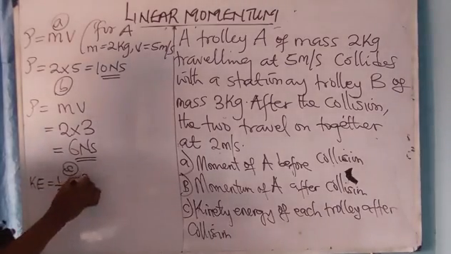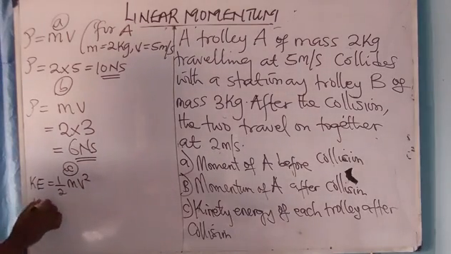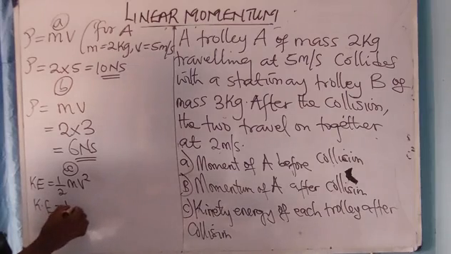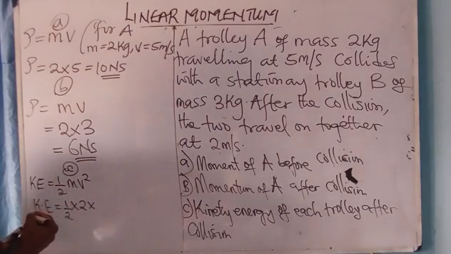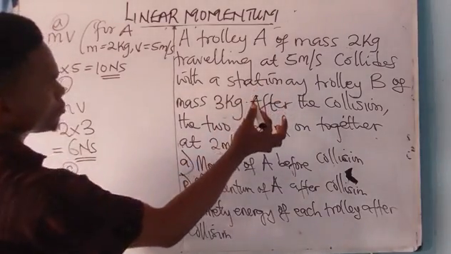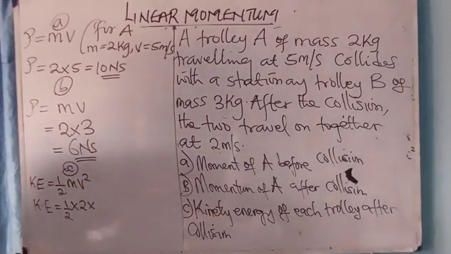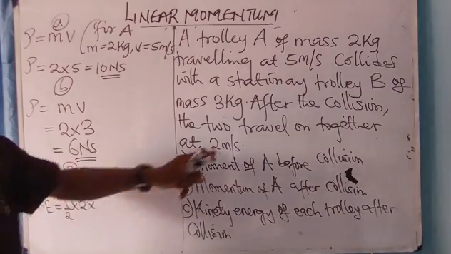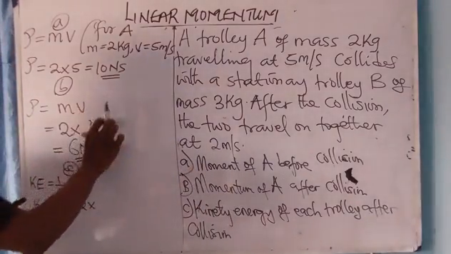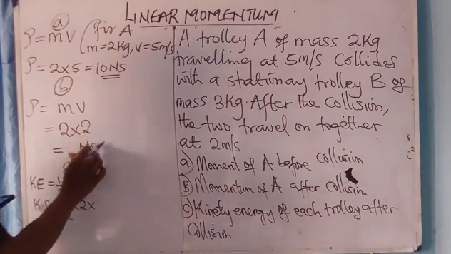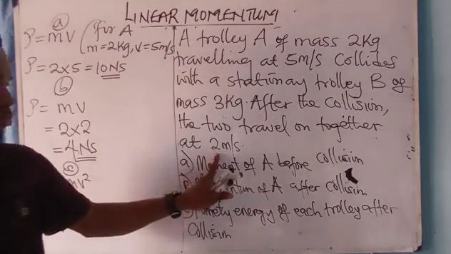Now they said kinetic energy of each trolley after collision, so kinetic energy is 1/2 mv squared. For A, the mass is 2. After collision, the both of them move on with a velocity of 2. This is the velocity the both of them use in moving.